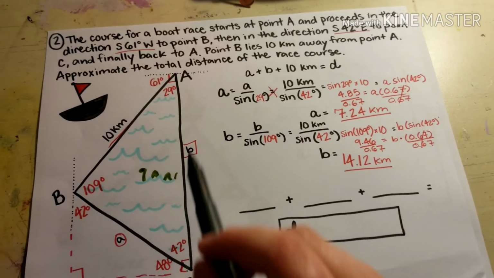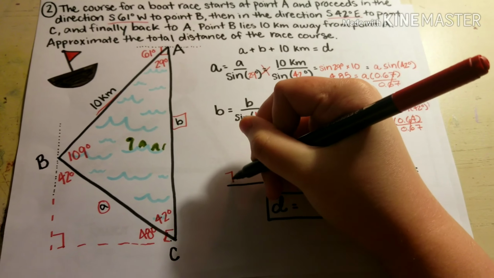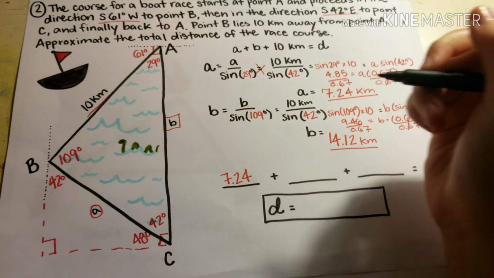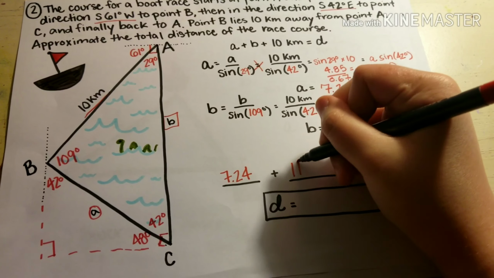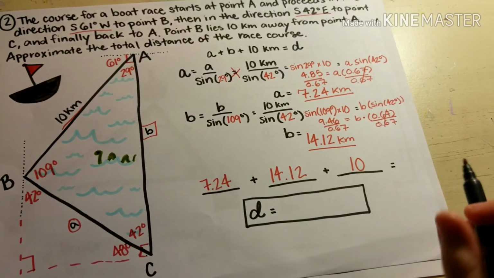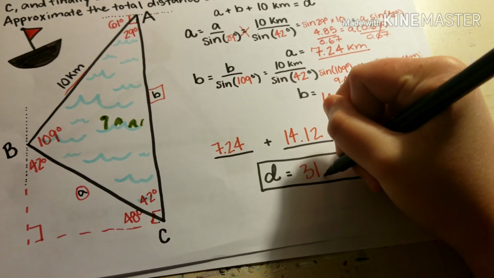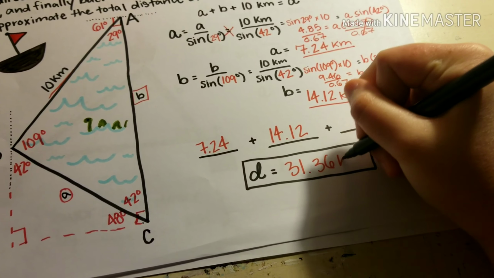And to find your total distance, you would just add up all your sides. So side A, 7.24, plus B, 14.12, plus C, which was given, 10 kilometers. And if you add those all together, you get 31.36 kilometers.